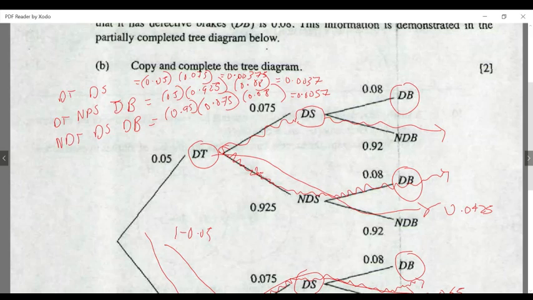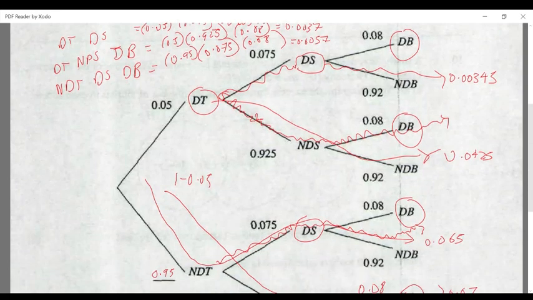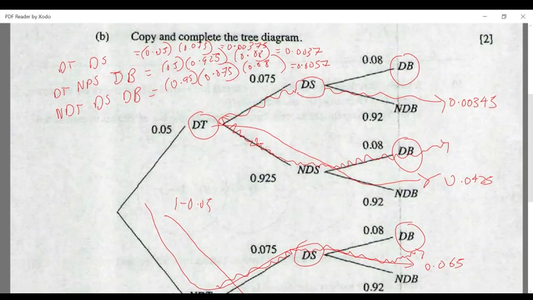So the probability here is 0.05 times 0.075 times 0.92, and the probability for this one is 0.00345. Okay, how about this path?